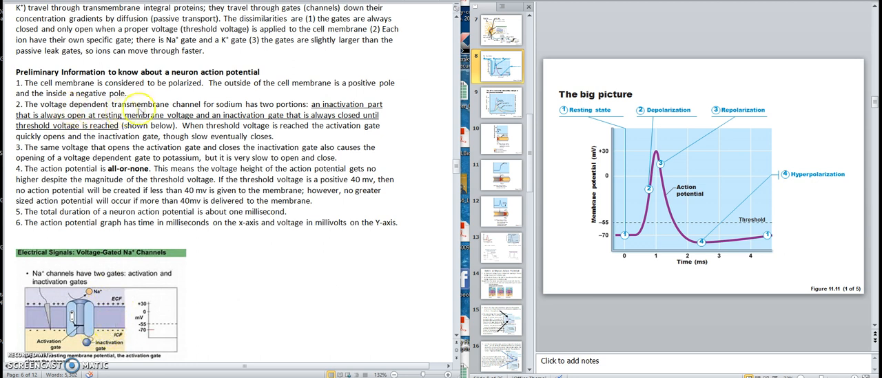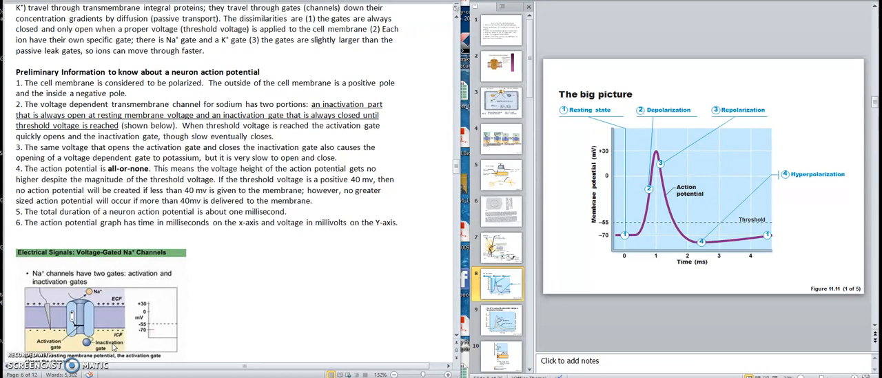The voltage-dependent transmembrane channel for sodium has two parts to it. And this is a good picture of that right there. It has two parts to it. One part of it is called the activation gate, and the other is the inactivation gate. The activation gate and the inactivation gate. Now, they're both in front of one another.